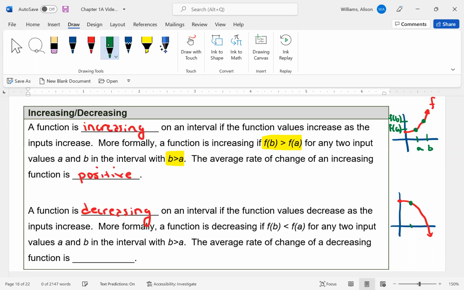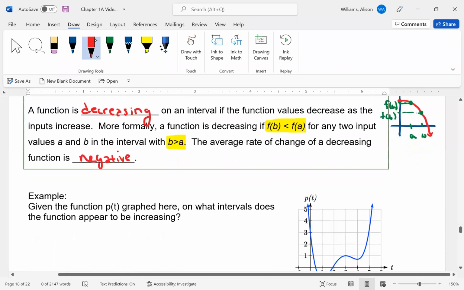Again, here's A, and that'll be f of A right there. B is still bigger than A, but f of B is not bigger. That is when it's decreasing in value. So f of B is not bigger, even though we put in a bigger input. In that case, the average rate of change comes out negative. Okay, so let's put this information into an example.